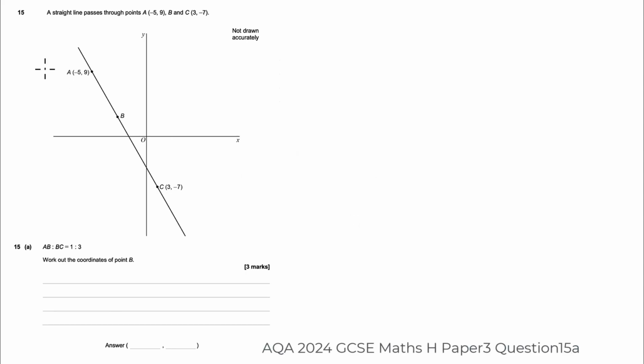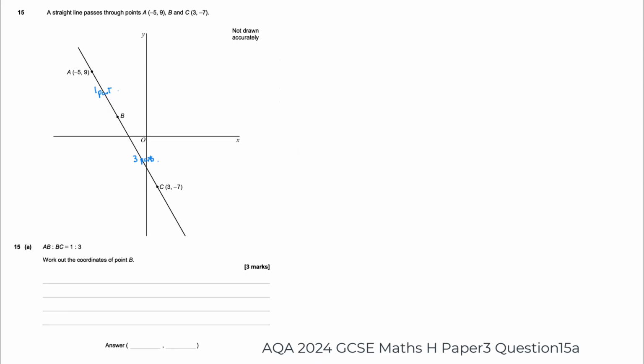Well, here we have question 15, and we're shown a straight line that passes through A, -5, 9, and C, 3, -7. And we're told that B divides AC in the ratio 1 to 3. Now that means that this part of the line would be 1 part, and this part of the line would be 3 parts.